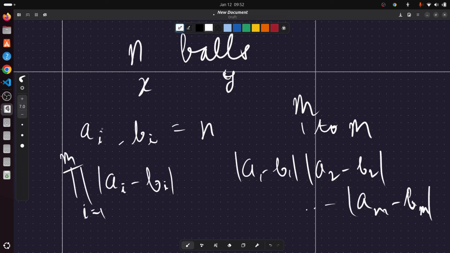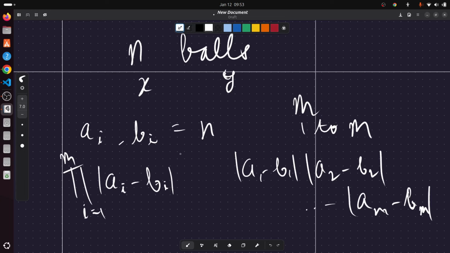Basically there are many ways to paint these n balls red and blue, and to place them in different boxes there are different ways. So over all the ways we have to find the sum of this quantity. And that is the problem.